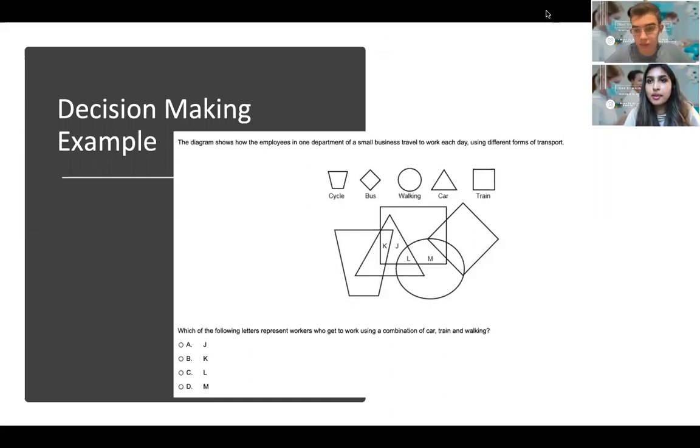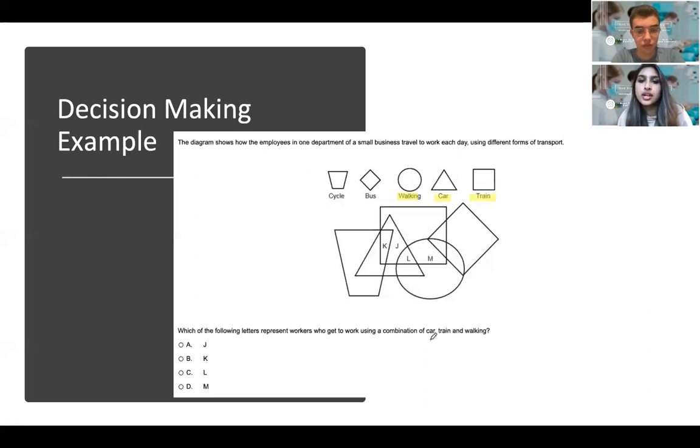We have quite a few answers coming through now. So again, reading the question first: which of the following letters represents workers who get to work using a combination of car, train, and walking? If we look at the diagram, the sentence above says the diagram shows how the employees in one department of a small business travel to work each day using different forms of transport. Each shape represents a different form of transport. Without wasting time, we can look at the question straight away, and it tells us the transport we need to look at: cars, trains, and walking. So we're looking at the triangle shape, the square shape, and the circle shape.